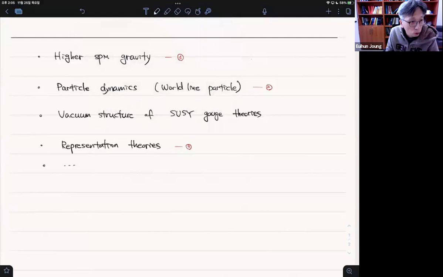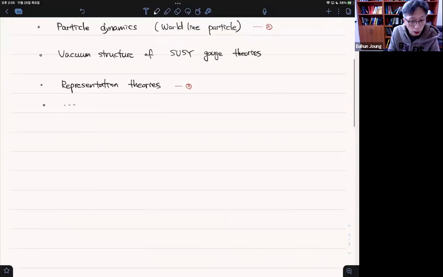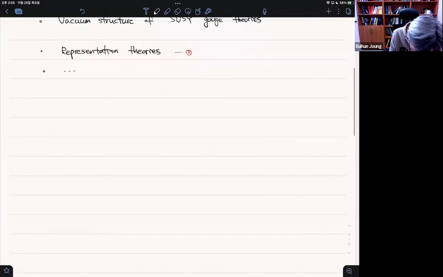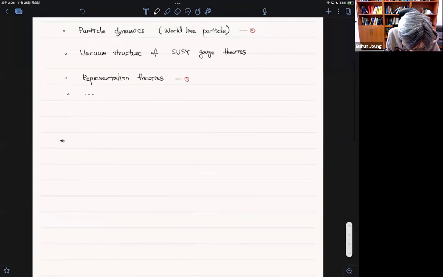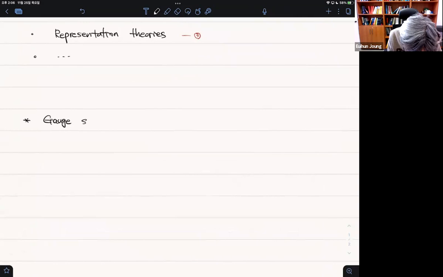Okay, let me begin now with the motivation from higher spin gravity. For that, I need to introduce a little about higher spin gravity, and we need to remind ourselves about gauge symmetry. By higher spin gravity, we mean the theory which has higher spin gauge fields. So for that, we need to remind ourselves about the gauge symmetry of lower spin fields, in the sense of something that we know well.